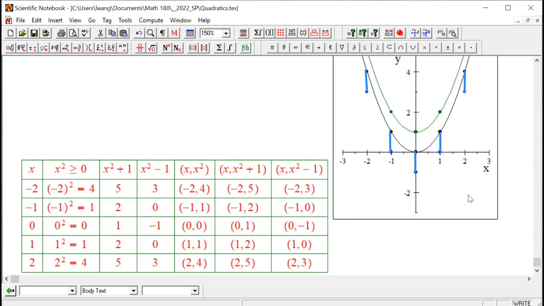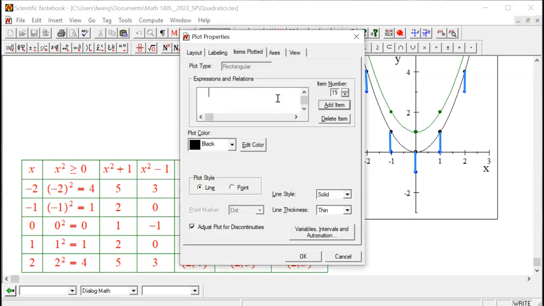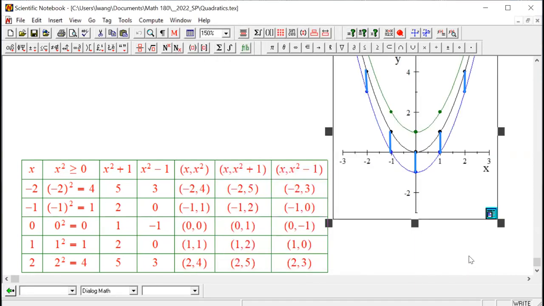Okay, so now we connect the blue dots. x squared minus 1, and we choose blue. And here we go. So that's the shifting. That's the vertical shift.